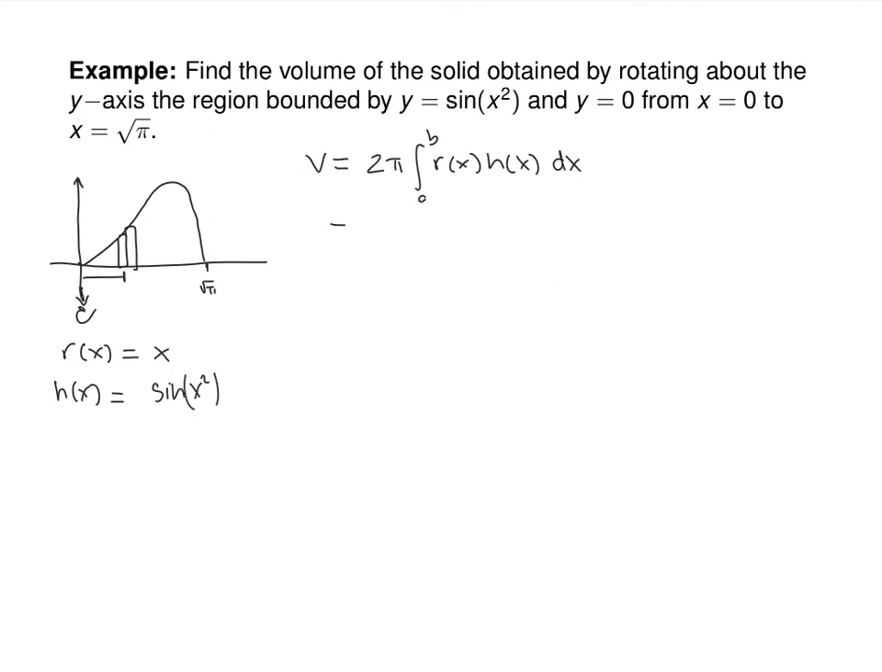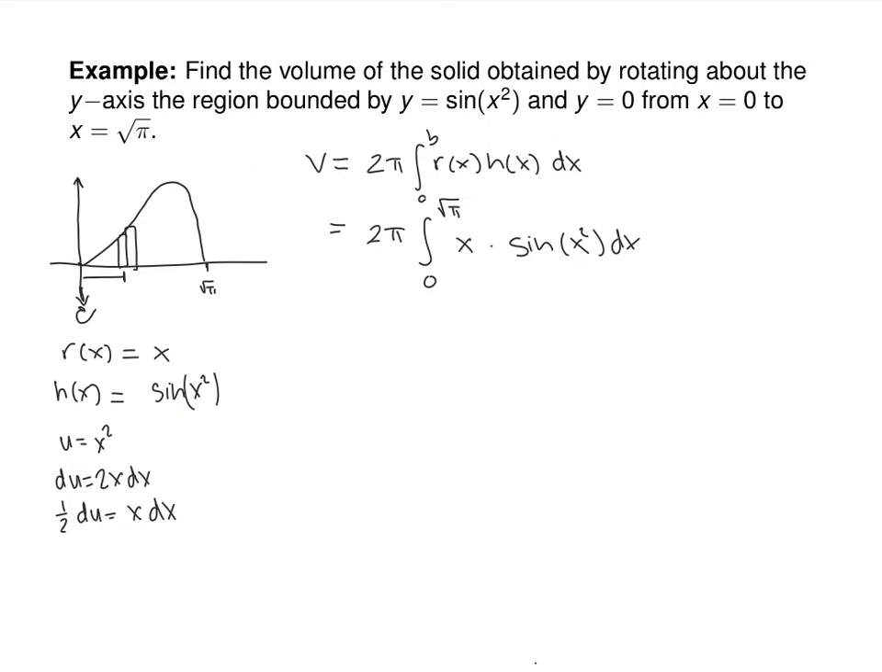So now your volume is 2 pi. Your slices begin at 0, they end at square root pi. So 2 pi x times sine of x squared. And now we just need to integrate this. So use a u substitution. Let's let u equal x squared. du is 2x dx. So half du equals x dx.